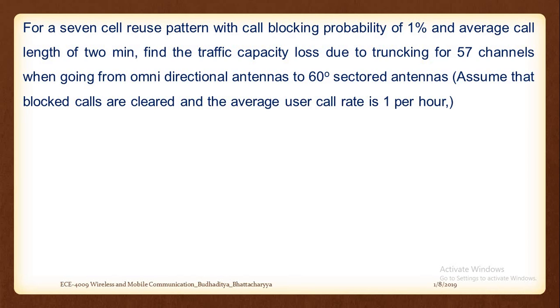Now, I'll just wrap up because the process is almost the same. If you remember, in sector antenna or cell sectoring when we discussed it, the number of channels allotted to a particular cell should also be divided into different sectors. So channels per cell will give rise to channels per sector. So here also you have 57 channels. These are all for omnidirectional antennas. Now you have 60-degree sectoring.